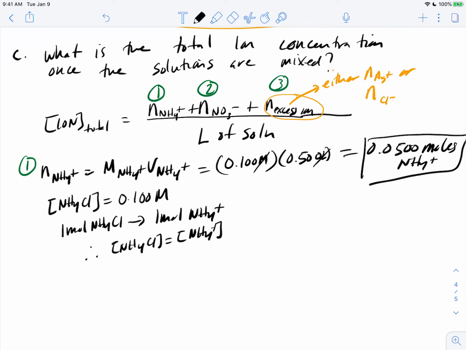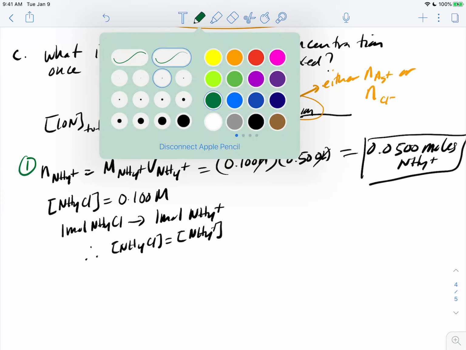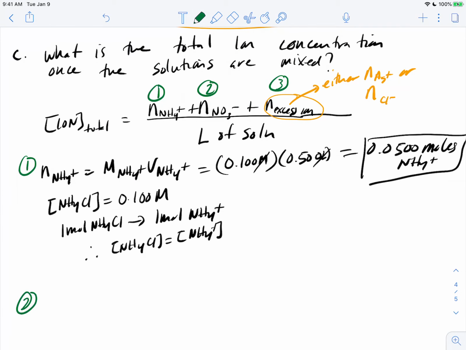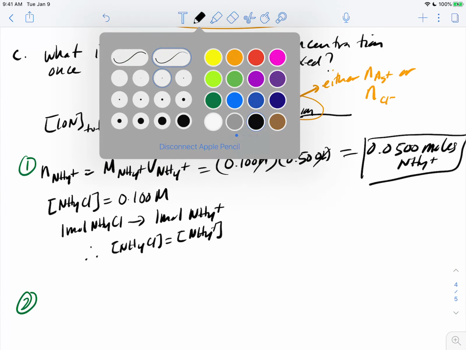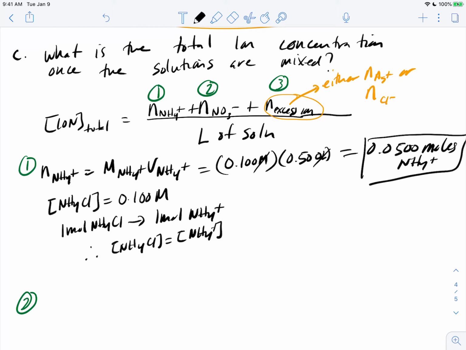So we've done part 1. We then are going to do part 2, which is going to be the moles of nitrate. So moles of nitrate, which is equal to the molarity of the nitrate ion times the volume of the nitrate ion.